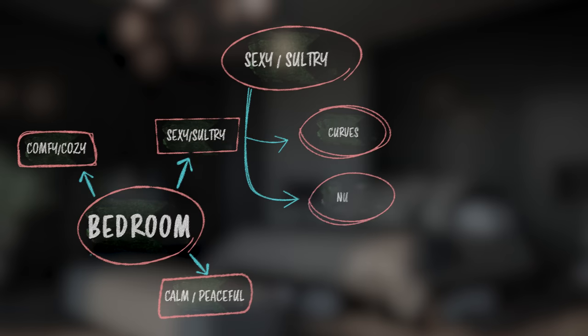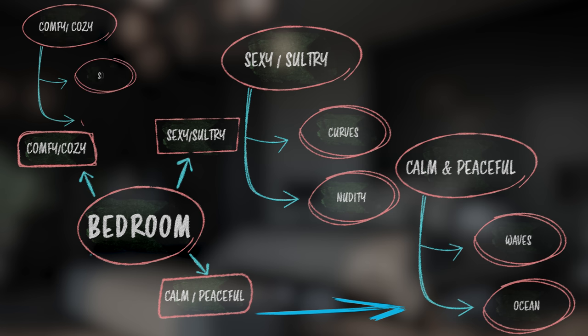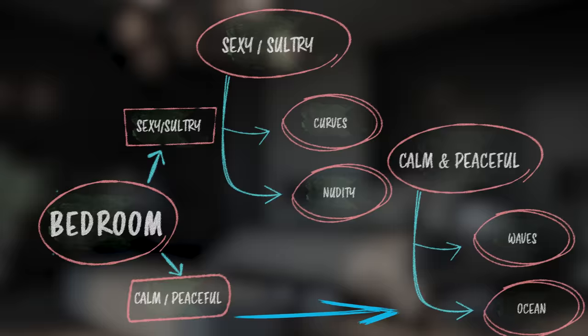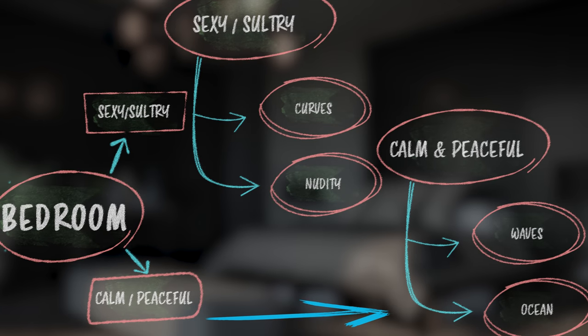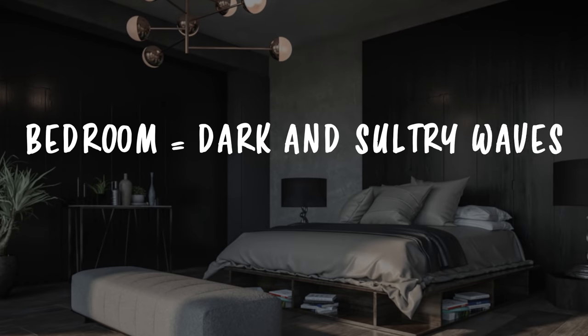Okay, let's try each of those. So for sexy and sultry, what do you think of? Curves, nudity? How about peaceful? Maybe you thought waves or ocean. Comfy and calm sound sort of boring. There is comfy and calm furniture, but it's not really my style, so I'm just gonna nix those off the list right now. Nudity is kind of hard to capture, but I do like the idea of adding curves. So what's left? Dark and sultry waves.